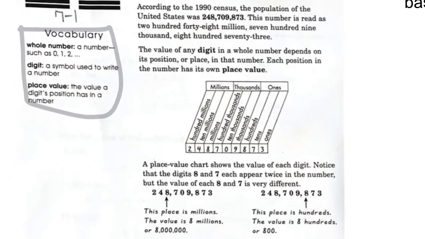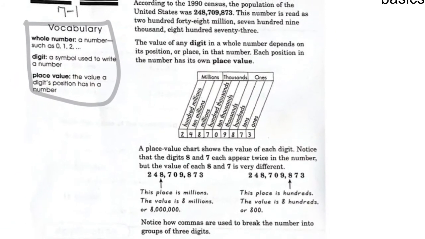Now, over here, it says according to the 1990 census, the population of the United States was 248,709,873. This number is read as 248,709,873. The value of any digit in a whole number depends on its position or place in that number. Each position in a number has its own place value. A place value chart shows the value of each digit.